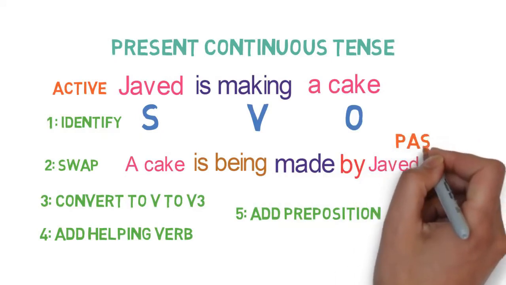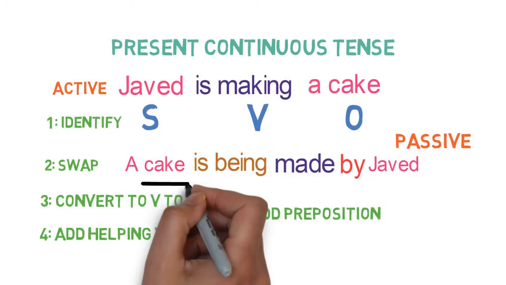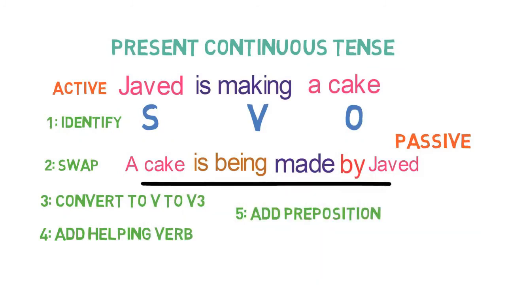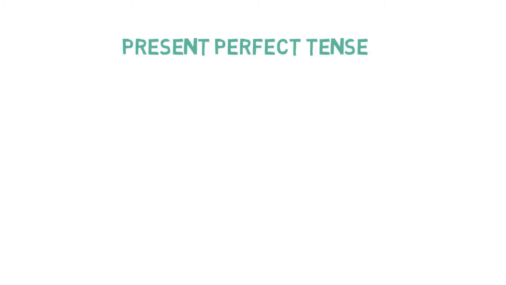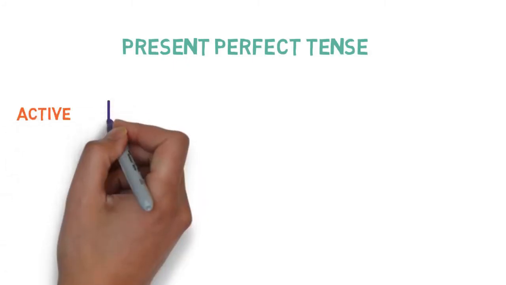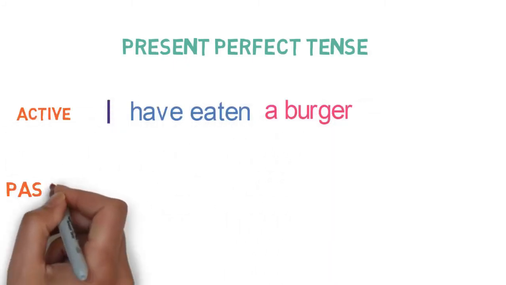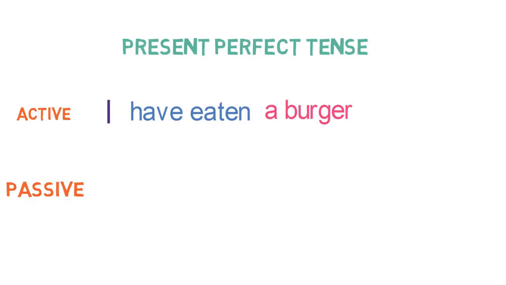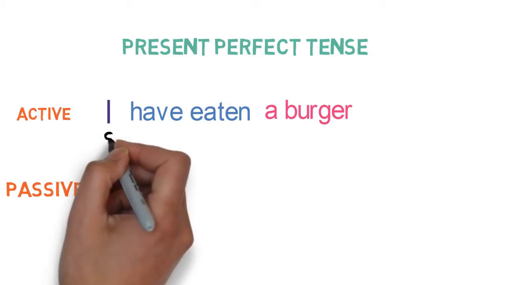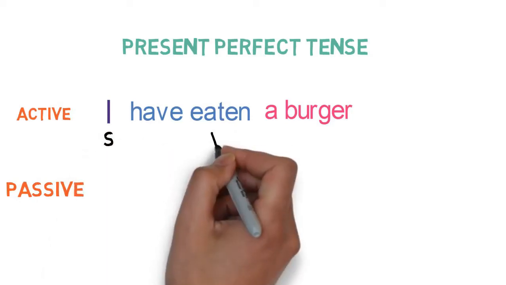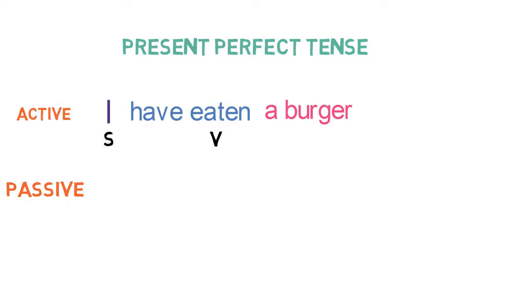In that way we are concluding each and every tense. I hope you have understood, and there are some more tenses. Now the present perfect tense. We may see the active: I have eaten a burger. That is an active voice. And how does it change into passive? Subject, verb, and object, isn't it?